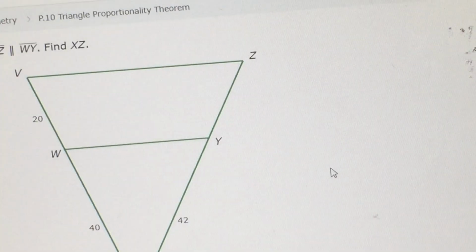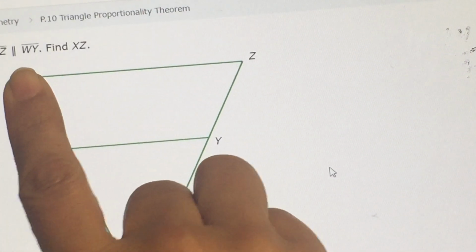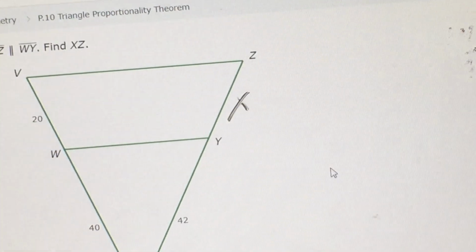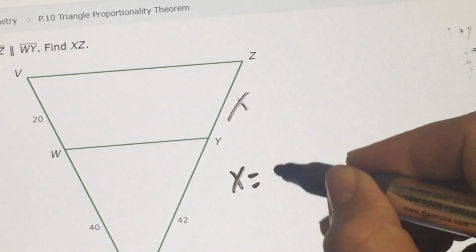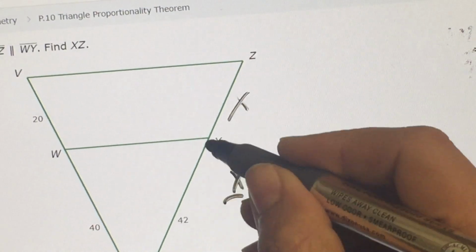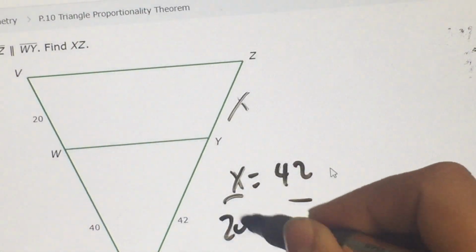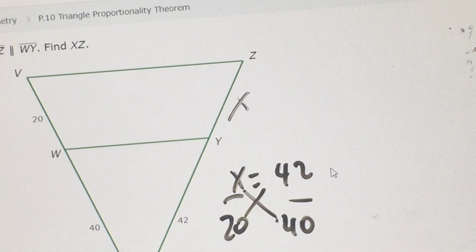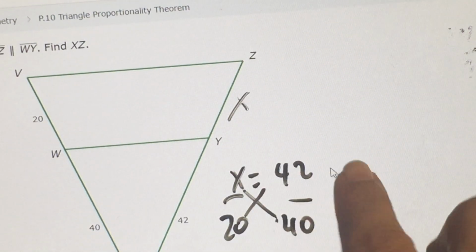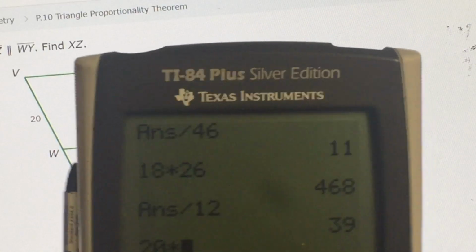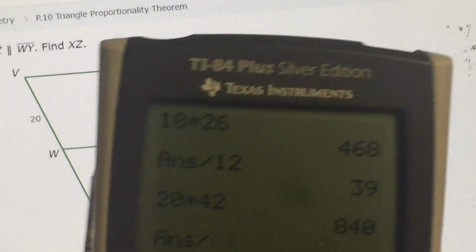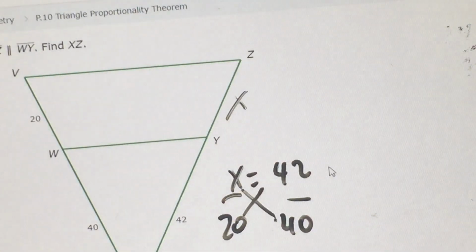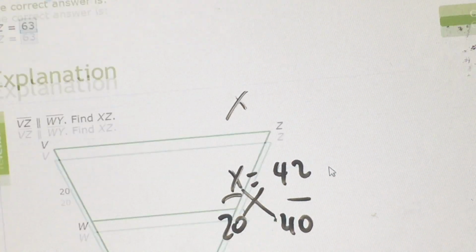All right, so there are no arrows, but in the question it tells me that they're parallel, so I'm good. So find that. So x goes with 42, same line. And then I started at the bottom, so I'll start on the bottom. 20 goes with 40. Cross multiply and divide. So 20 times 42 divided by 40, 21. Oh, wait, what did I do?